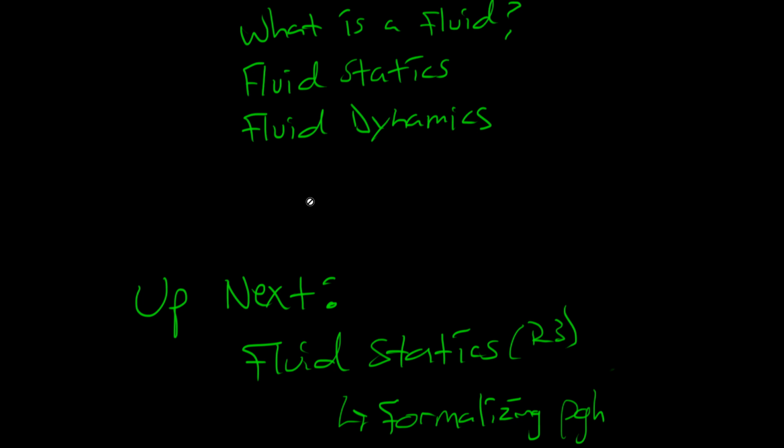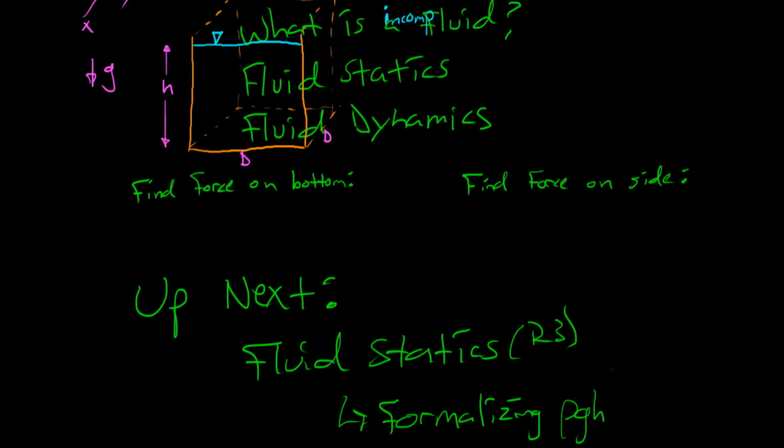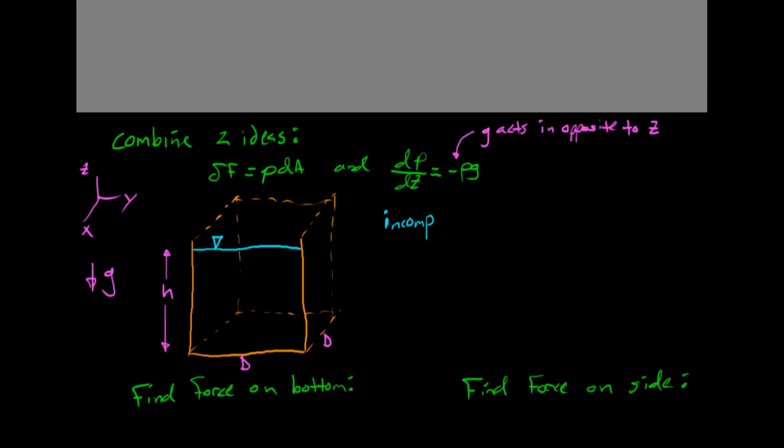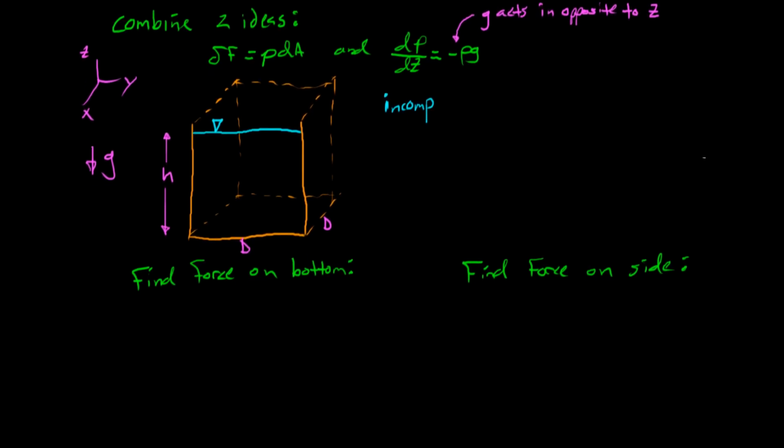All right, so as we carry on, this is an example of fluid statics again, formal rho gh. We're actually going to do two quick problems here, looking at just a square rectangular tank. It's got height h, gravity's acting downward, dimensions on the bottom are d and d, so it's a square bottom. And we've designed a coordinate system where z is in the up and down direction, and x and y are shown here. And what we're going to do is combine two ideas.